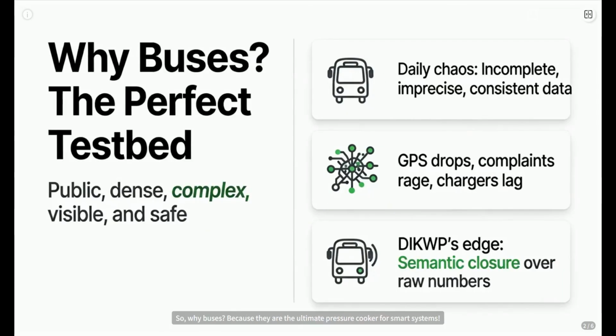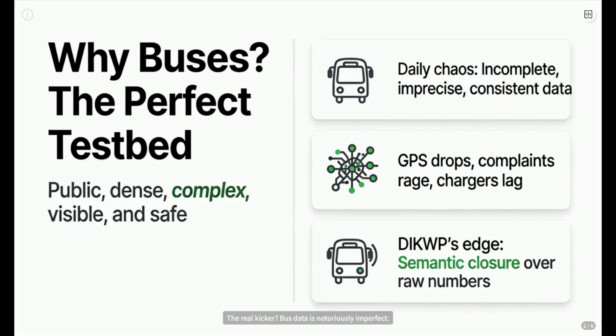So why buses? Because they are the ultimate pressure cooker for smart systems. They are public, meaning everyone sees them. They are data dense with GPS schedules, complaints, charging status. They are complex, juggling routes, delays, and passenger needs. And crucially, they operate within strict safety boundaries.